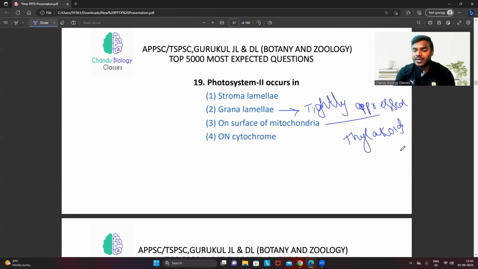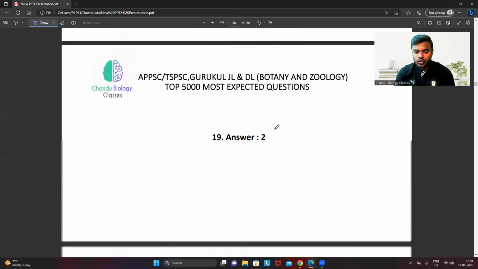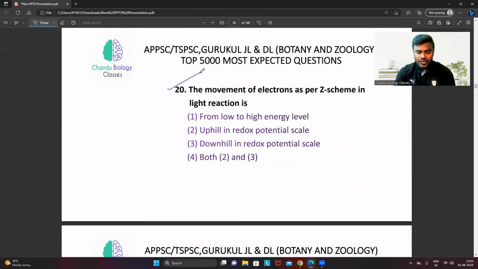So where are the tightly appressed thylakoids present? On the granal lamella. So my friends, photosystem 1 is present where? On the stromal lamella. Do not get confused with that. Answer is 2. Then question number 20.